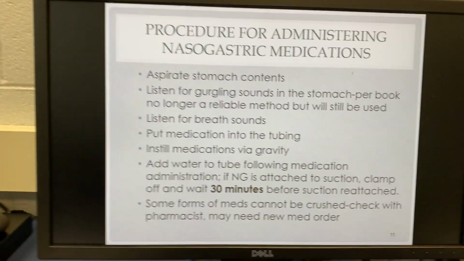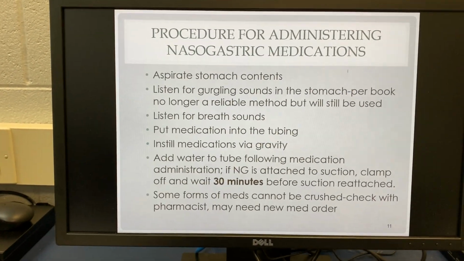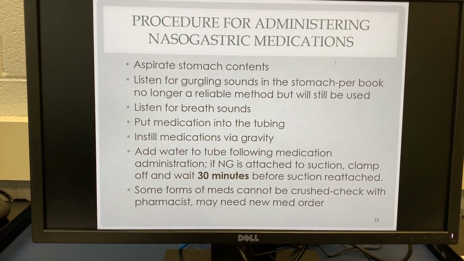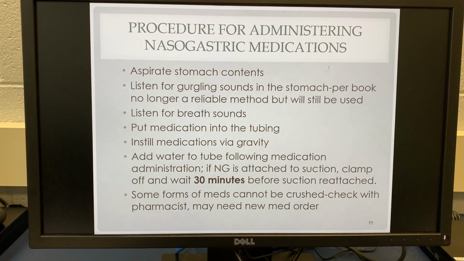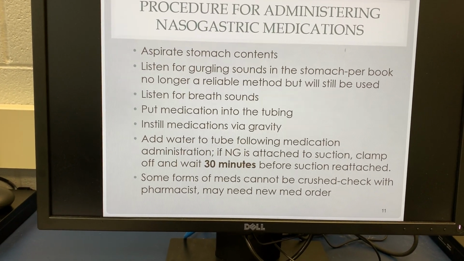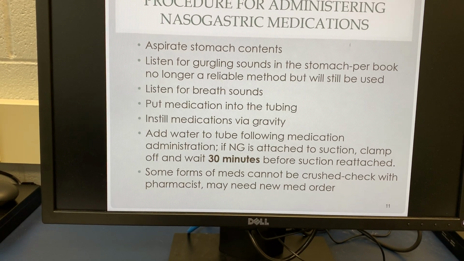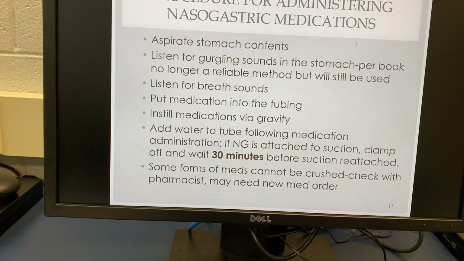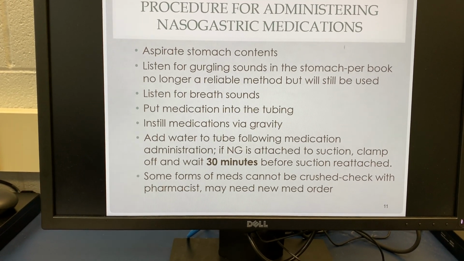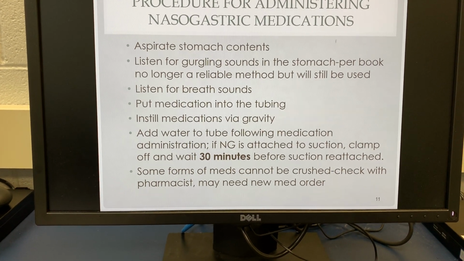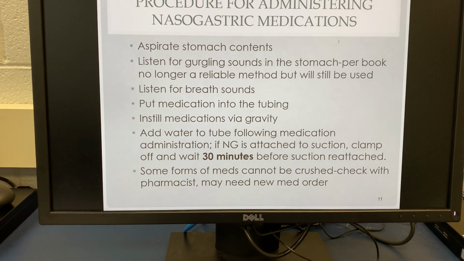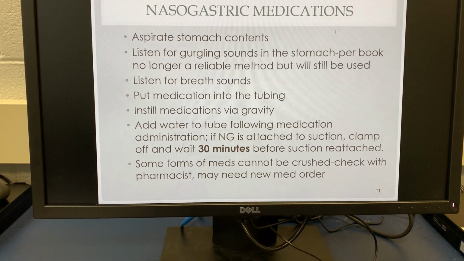On page 43, we see the procedure for administering NG tube medications. You want to aspirate the stomach contents. Now, depending on your facility protocol, you will either test the pH to make sure you have the stomach contents. It used to be you returned it and you listened to the stomach growl. Now, per the book, that's considered to be no longer a reliable method, but you will still see it used.